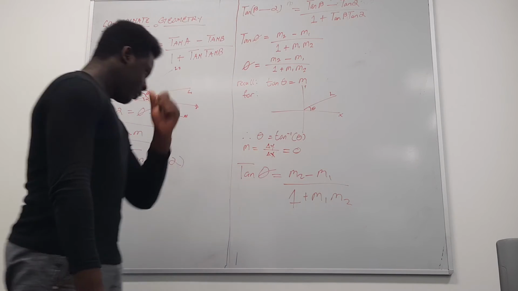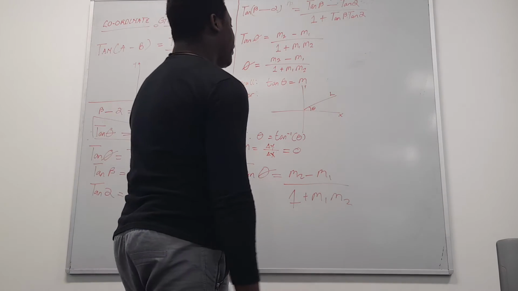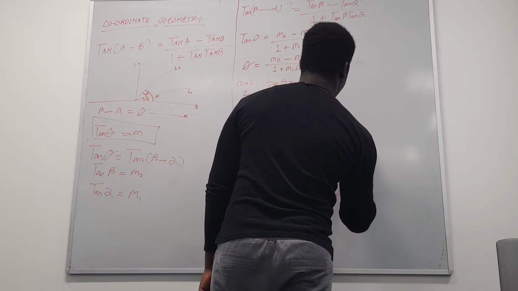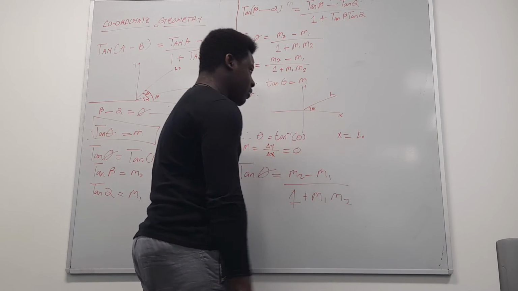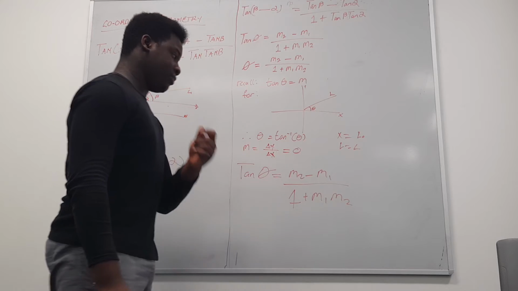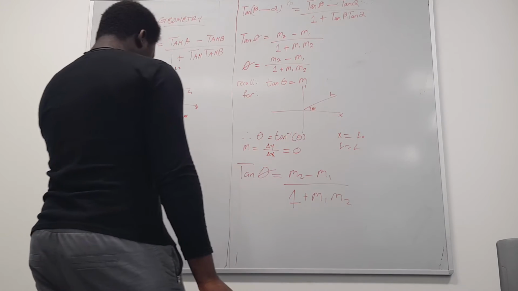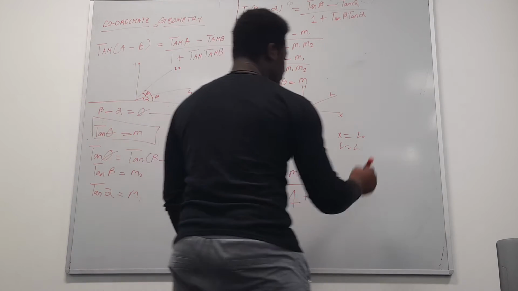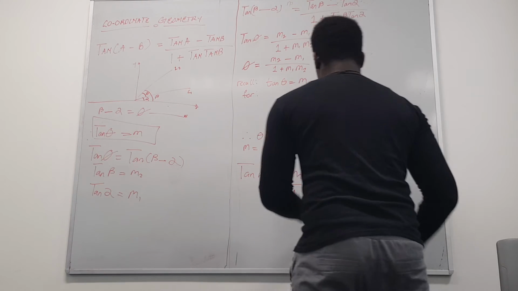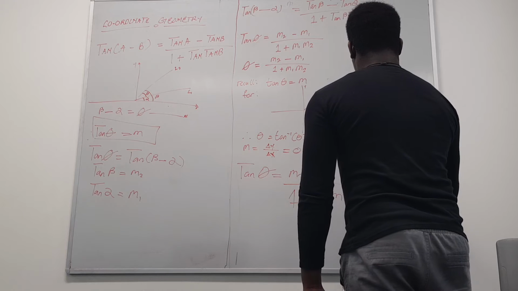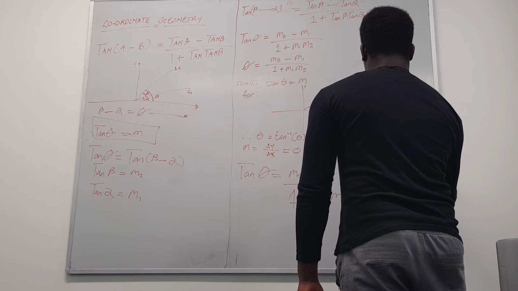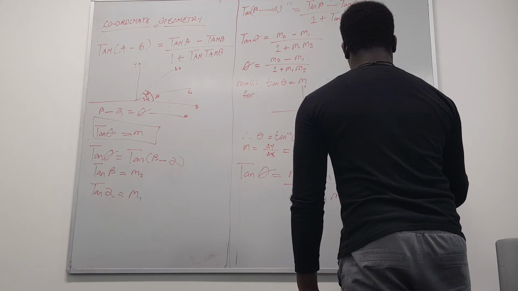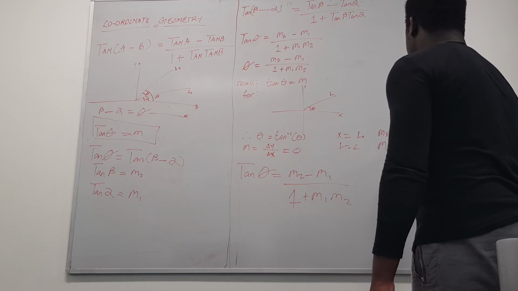I'm going to clean this soon, but this is what I'm trying to show you. Let the x-axis be one line and this line be L. You see that the angle between the x-axis and the line... the slope of the x-axis is equal to 0, and the slope of the line is equal to some number m. We don't know what it is, right?